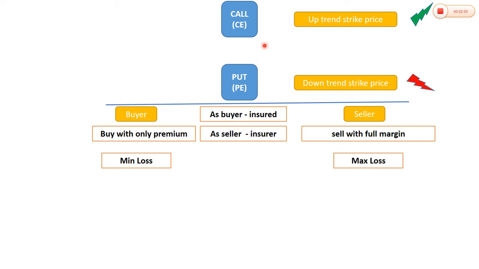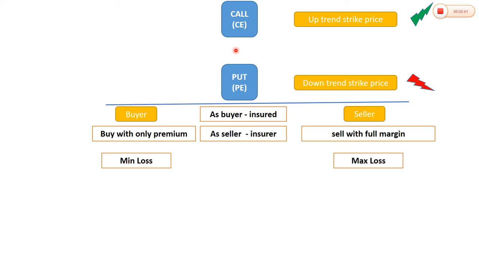So today we will discuss this call, in short called CE, and put, in short called PE. These two things we refer to in option trading as a strike rate. The strike rate is nothing but the price where we are assuming the market will end up before the expiry day or at the expiry day. Expiry day means that the weekly or monthly option that you bought will get expired.